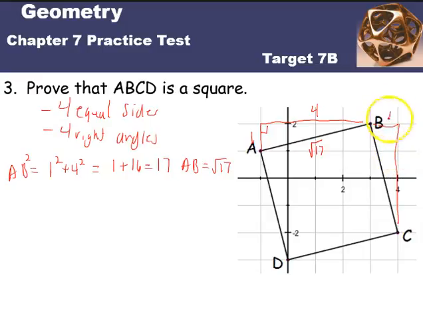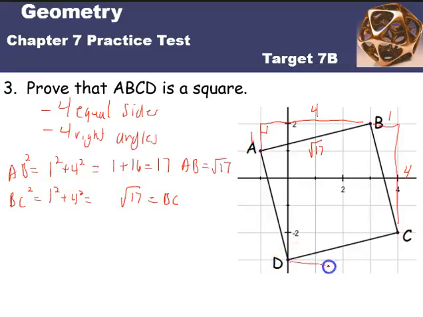I'm going to do the same thing for BC. I'm going to look at this. I'm going to say that's 1, and this is 1, 2, 3, 4. Okay, so again, BC squared is going to be 1 squared plus 4 squared. Well, wait a minute. If I'm squaring 1 squared plus 4 squared, I have no other choice except to get root 17. So I know root 17 is again BC.